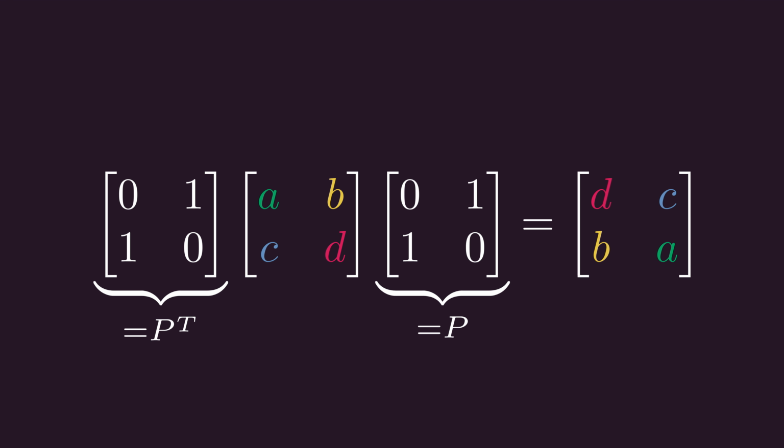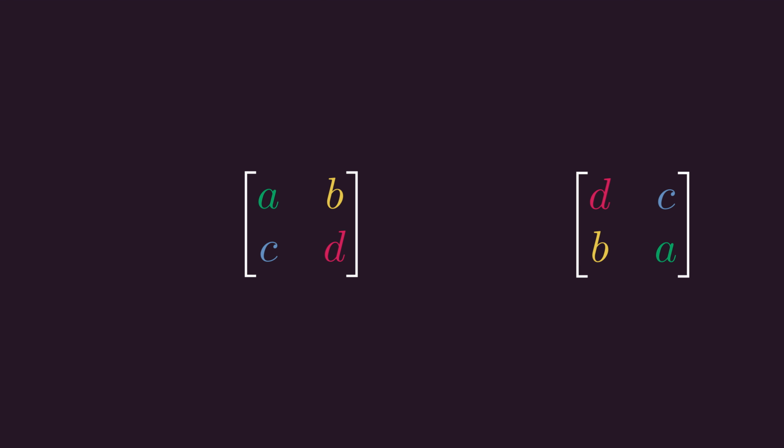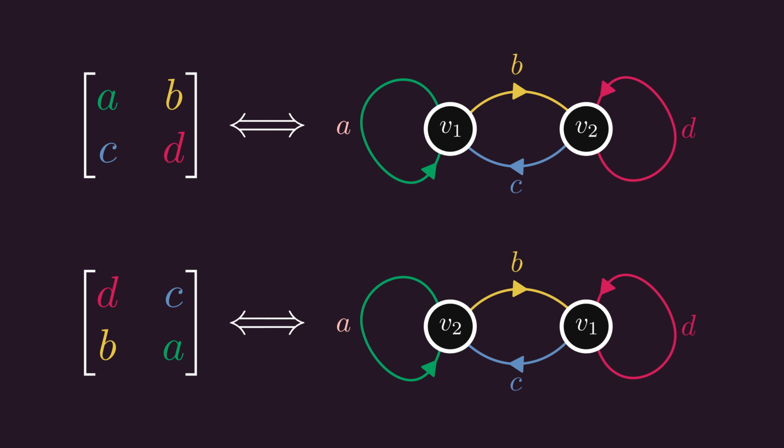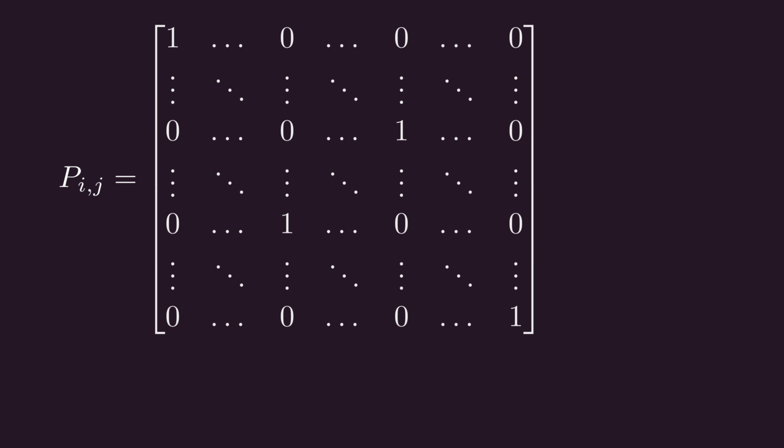Why are we looking at this? Because behind the scenes, this transformation doesn't change the underlying graph structure, just relabels the nodes. In our example, the two nodes v1 and v2 simply switched labels. A similar phenomenon is true in the general n times n case.